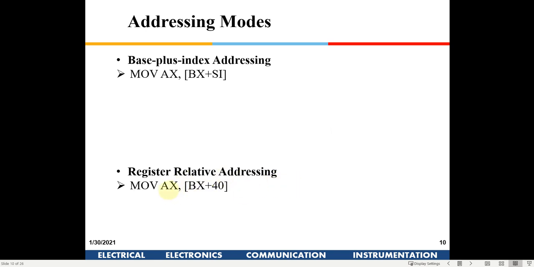Register relative addressing, in which you are writing MOV AX, BX plus 40. That means the address will be computed as DS into 10 plus BX plus 40. Okay, so this is known as register relative indexing addressing.